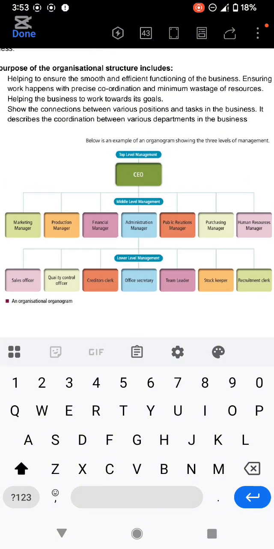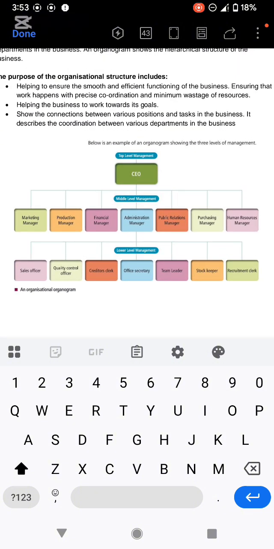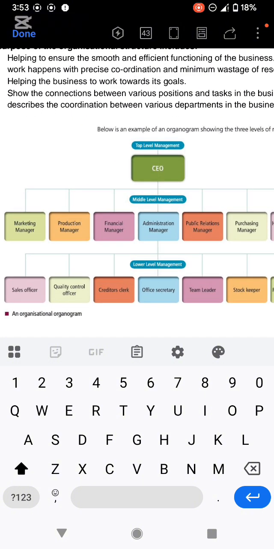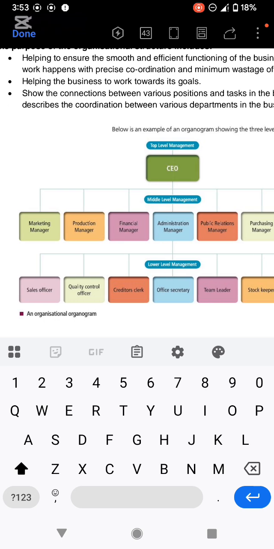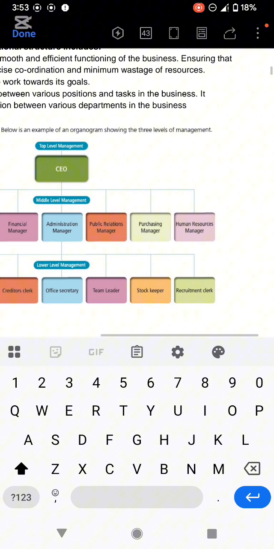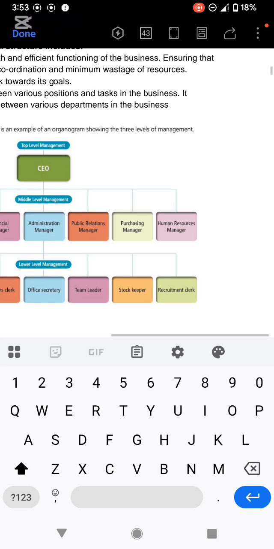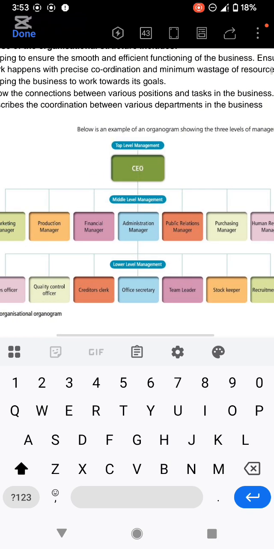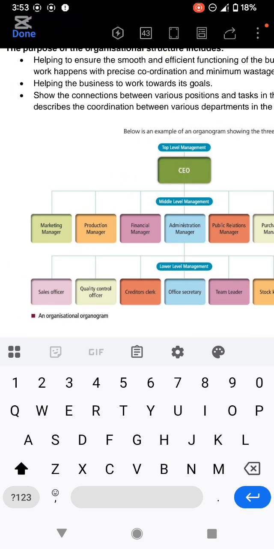The CEO is the head, right? In other businesses, and you'll learn as you go deeper, there are other roles like the CFO, Chief Financial Officer, COO, Chief Operating Officer, etc. So the CEO is the main boss, for now. Under the CEO, you have your marketing manager, production, your finance manager, admin, public relations manager, purchasing manager, and your human resource manager.